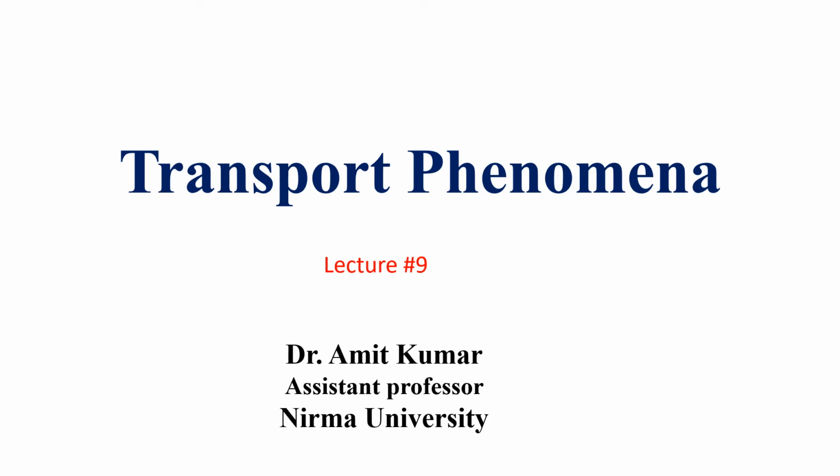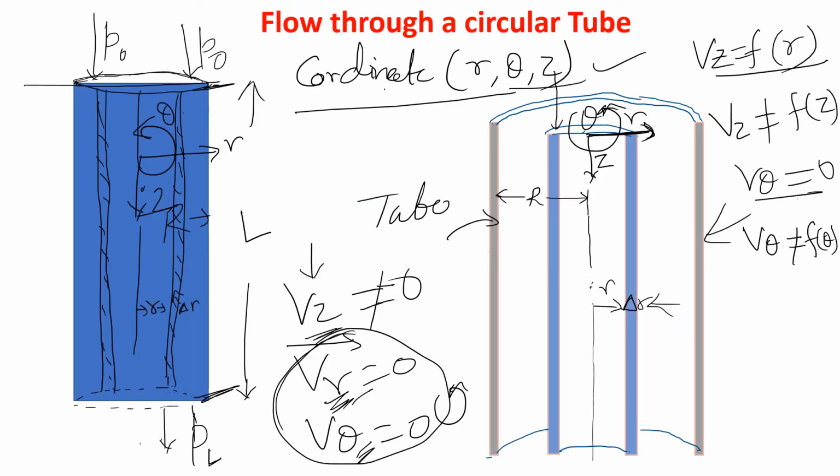In the previous class we had discussed the flow through a circular tube. We discussed how to take the boundary conditions, what the given conditions are, and how to analyze them. When flow is in the z direction, then in cylindrical coordinates we have v theta equal to 0, and v theta is not a function of theta.